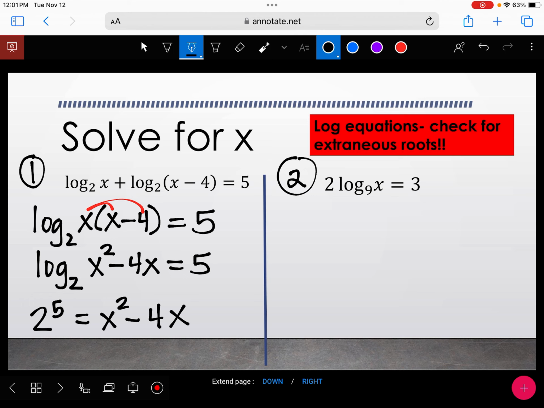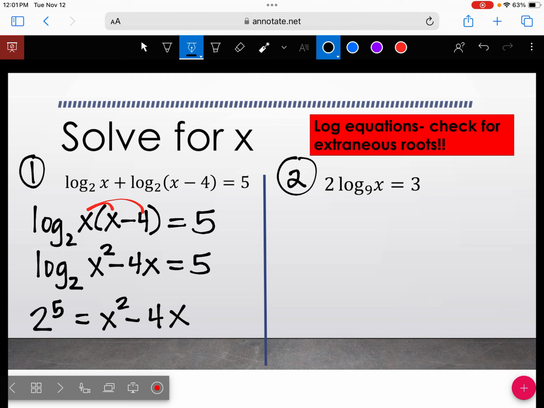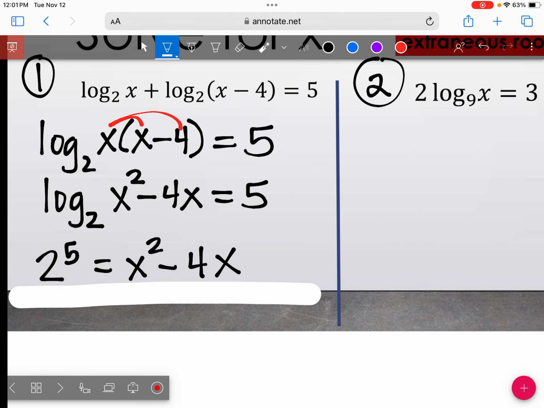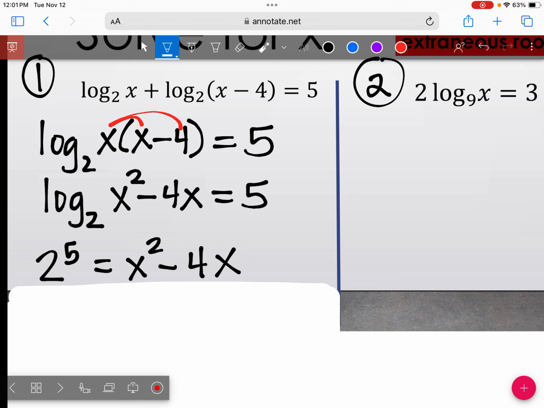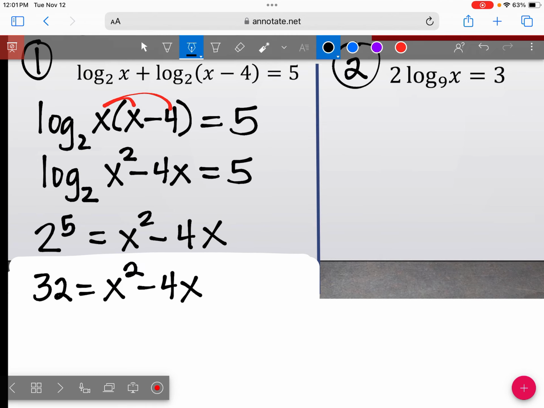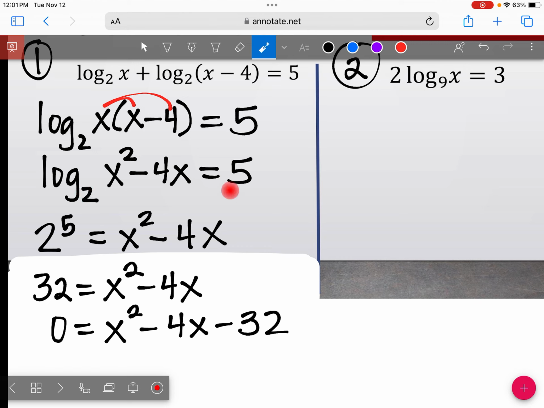And what is 2 to the power of 5? 32. Good. Then we set it equal to 0. I said we get 2 to the power of 5. Let's rewrite it. Yeah, you have to rewrite it. So this is the base. That's the exponent. So it's 2 to the power of 5 equals x squared minus 4x. All right, go ahead and factor that down.